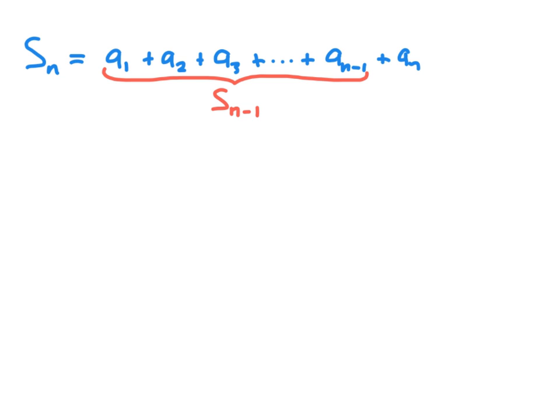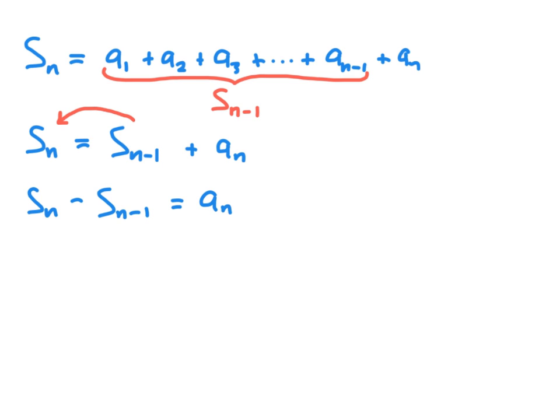It's the sum of the first n minus 1 terms of our series. And so if I replace a1 plus up to a sub n minus 1 with s sub n minus 1, we get the equation s sub n equals s sub n minus 1 plus a sub n. We can now subtract s sub n minus 1 to the other side of our equation because all three of these expressions are simply numbers. And so we get s sub n minus s sub n minus 1 will equal a sub n. And this equation allows us to write the nth term of our series as a difference of two partial sums.